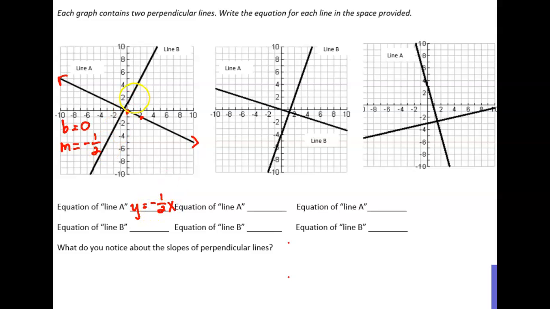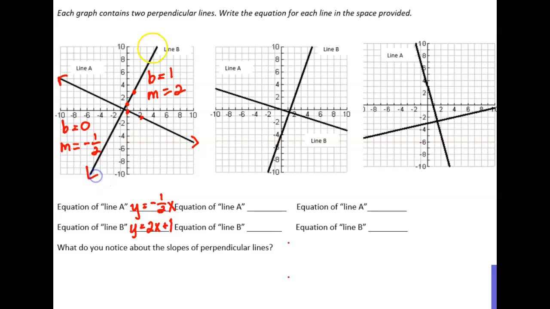Now looking at line B, it crosses right here, so our y-intercept is at 1. And our slope now, if I go up 2 to the right 1, my slope is 2 over 1, which is 2. So the equation of that line B would be y is equal to 2x plus 1.